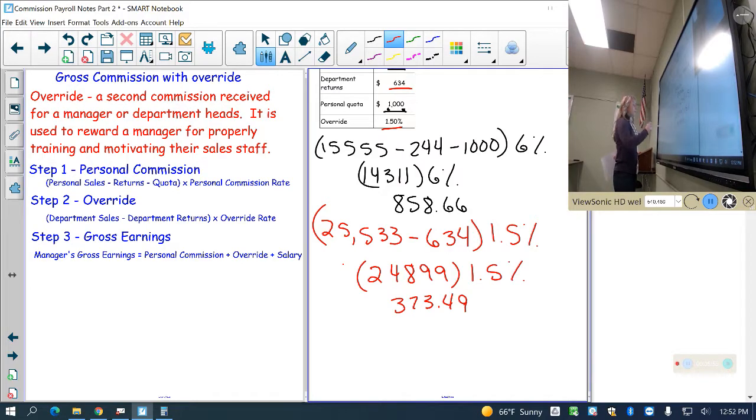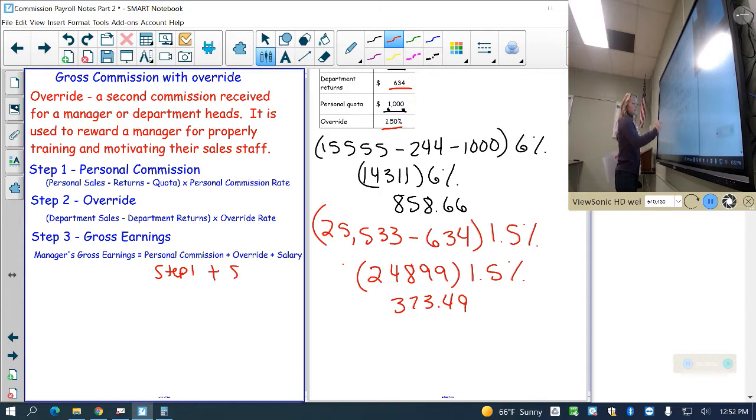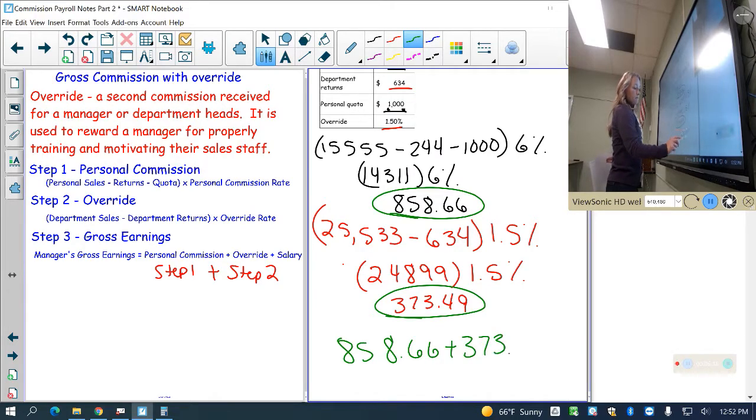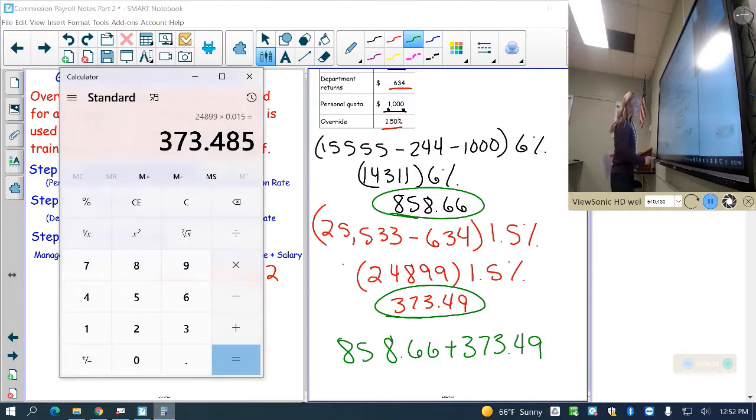Okay, so now that I have those two done, step 3 is to find his gross earnings, which is just manager's gross earnings or his personal commission, step 1, plus the answer to step 2. So I'm going to take 858.66 plus 373.49. $1,232.15.